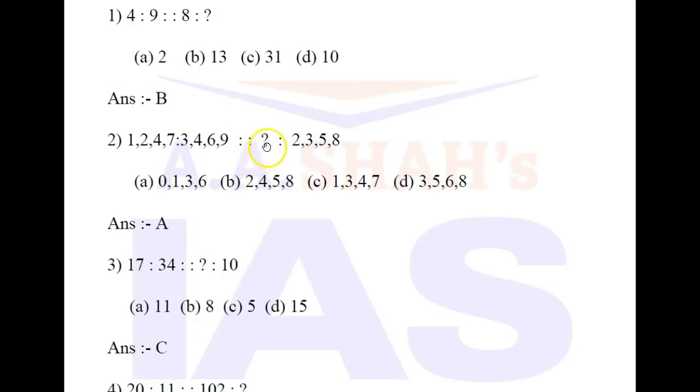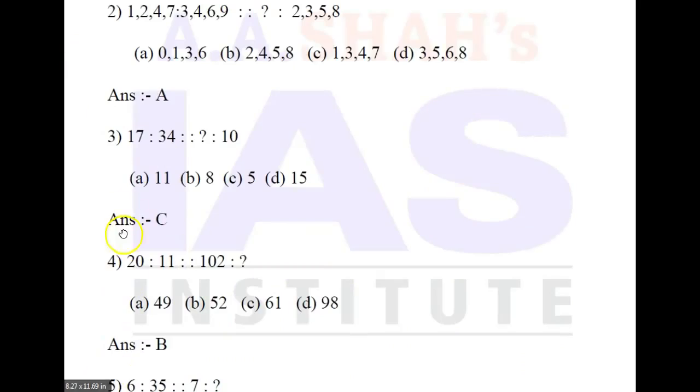And 6 plus 2 would be 8. So your correct answer is 0, 1, 3, 6. So A option.